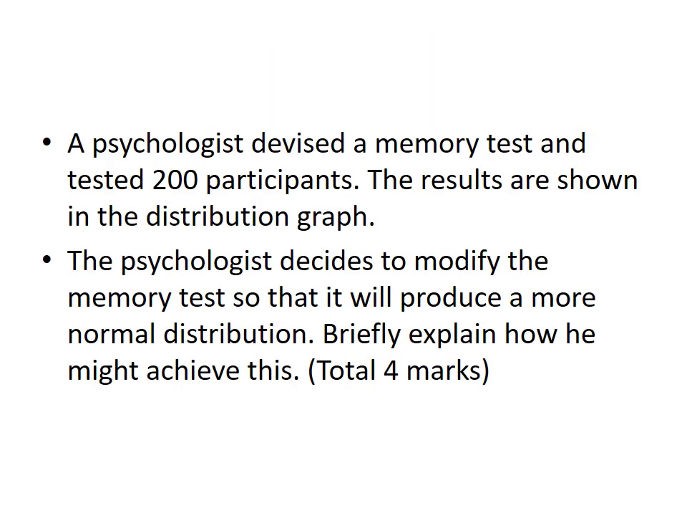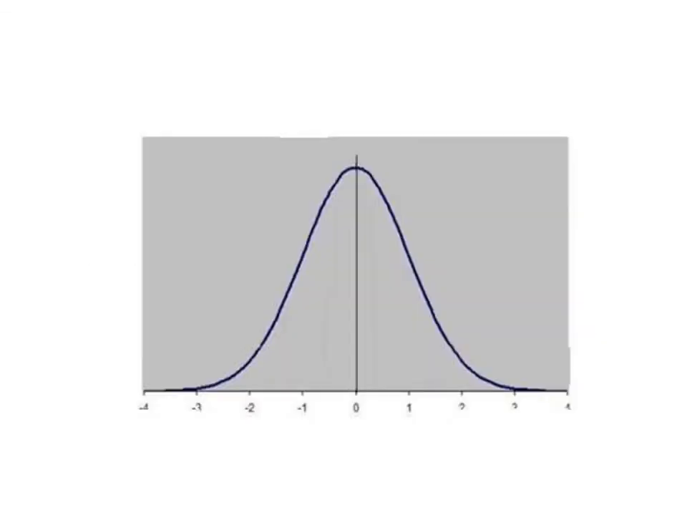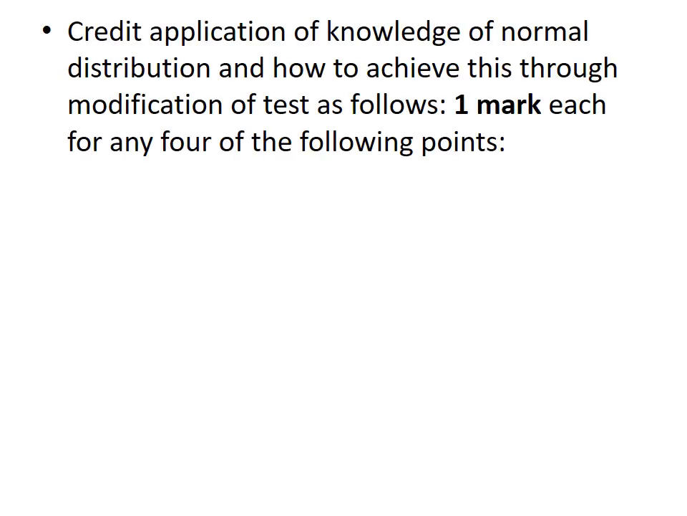Okay. The psychologist decides to modify the memory test so it would produce a more normal distribution. How might he achieve this? Ooh, normal distribution graph, and that would achieve a mark as well. Again, it doesn't have to be 100% accurate, just to show that you know what normal distribution looks like.